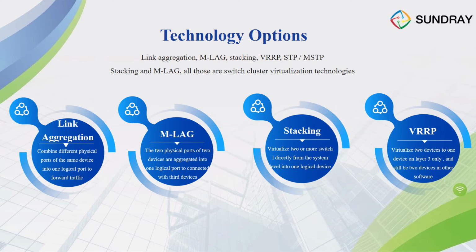Okay, now let's choose: to build a highly redundant network, what technology can we choose? The technologies we can choose are Link Aggregation, MLAG, Stacking, and VRRP. Here we will analyze these technologies one by one.